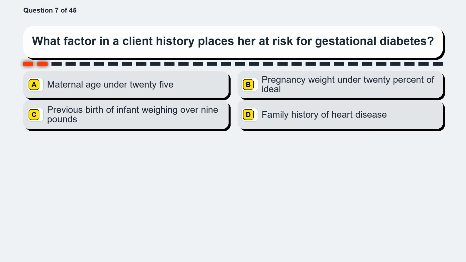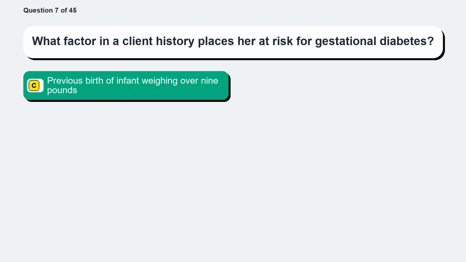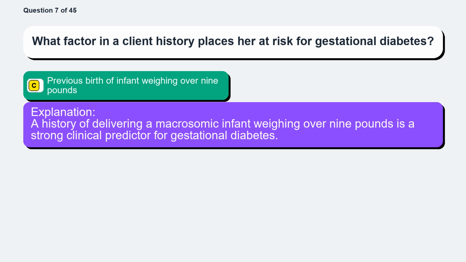Question 7. What factor in a client history places her at risk for gestational diabetes? Option A. Maternal age under 25. Option B. Pregnancy weight under 20% of ideal. Option C. Previous birth of infant weighing over 9 pounds. Option D. Family history of heart disease. The correct answer is option C. Previous birth of infant weighing over 9 pounds. A history of delivering a macrosomic infant weighing over 9 pounds is a strong clinical predictor for gestational diabetes.